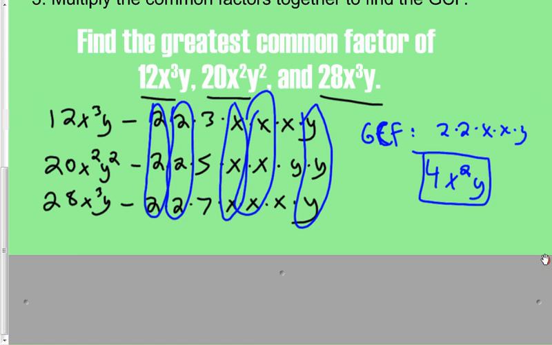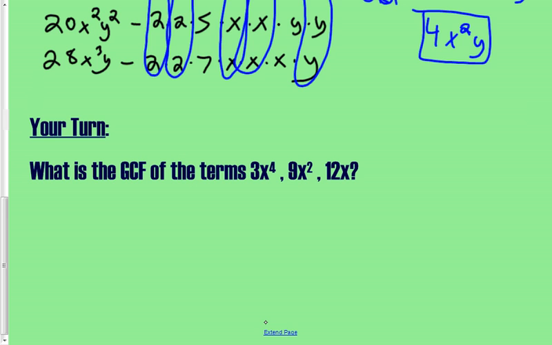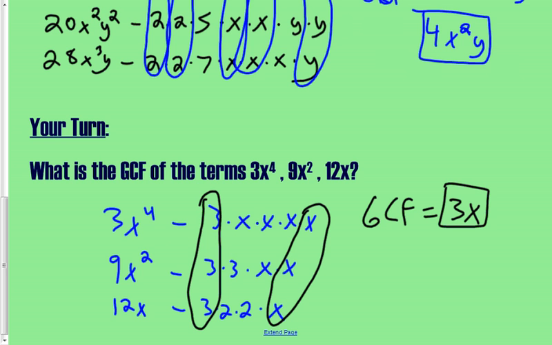All right, so why don't you try this one on your own? I'm going to give you 3 terms of your own. Find the greatest common factor between those. Pause the video, try it, and then unpause it and see how you did. The greatest common factor of those 3 would be 3x. If you look at the coefficients, you can pull 3 out of all 3 of them. That's the biggest number, and the most x's you could pull out of each of them would be 1. So 3x would be your greatest common factor.